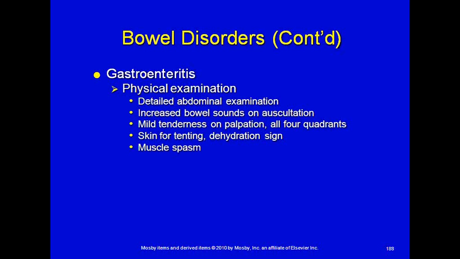Physical exam, you get a detailed exam of the abdomen. You're going to have increased bowel sounds on auscultation because the bowels are going to be hyperactive, especially if there's any liquid or watery diarrhea. Mild tenderness on palpation in all four quadrants because your intestines transverse all four quadrants. You can check the skin for tenting to indicate whether or not they're dehydrated. If they've had significant diarrhea and not much intake because they haven't been feeling good, they may be mildly dehydrated. Muscle spasms would occur from the loss of electrolytes like potassium. So giving them lactated Ringer's, giving them normal saline may be appropriate in this case.